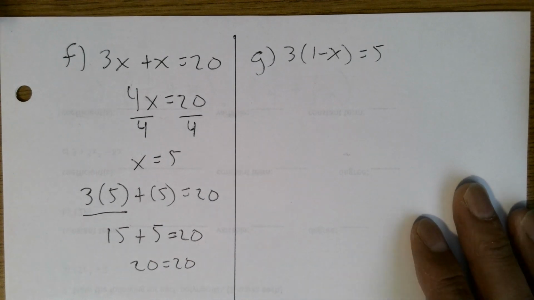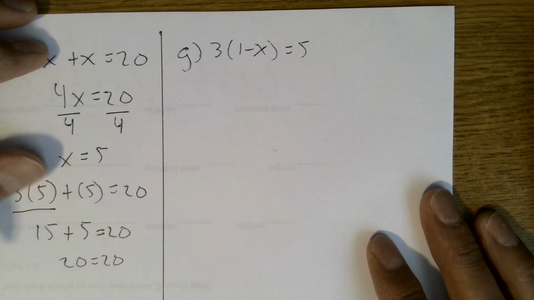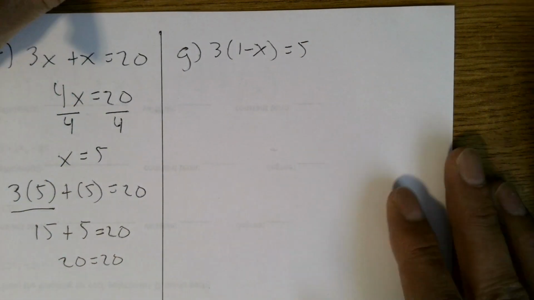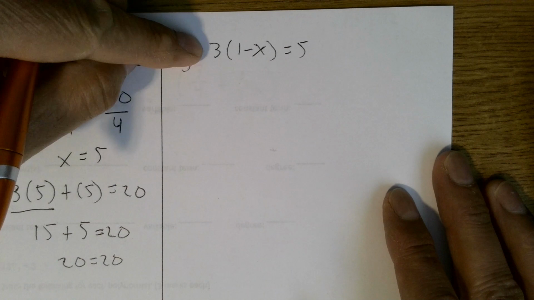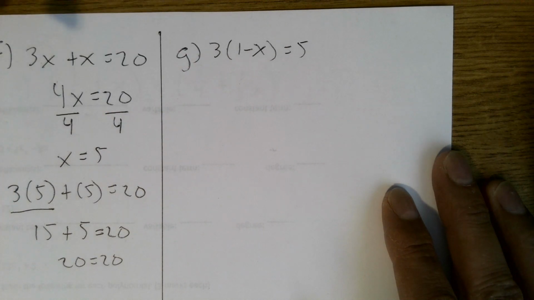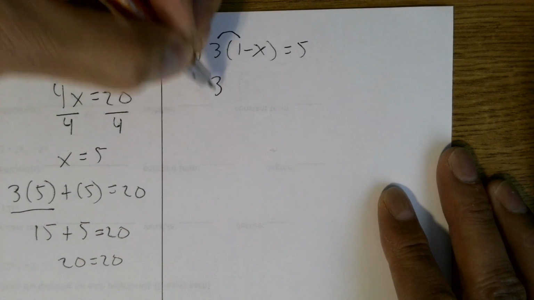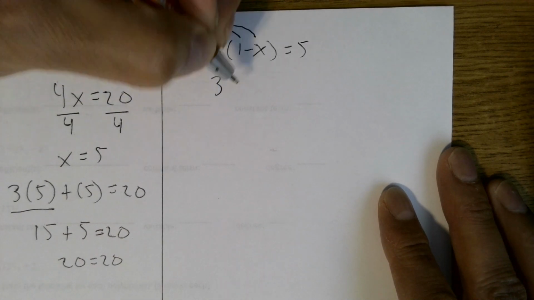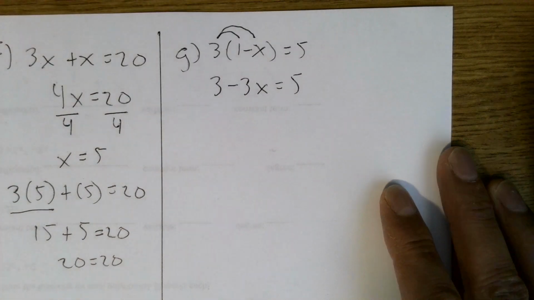Okay, last one. G. You'll remember from E, there were 2 different ways to do this. I'm going to do it the simplification way, where we simplify the left-hand side first, just because you guys seem to be more comfortable with that. So I'm going to go 3 times 1 is 3. 3 times negative x is going to give me minus 3x there, equals 5.